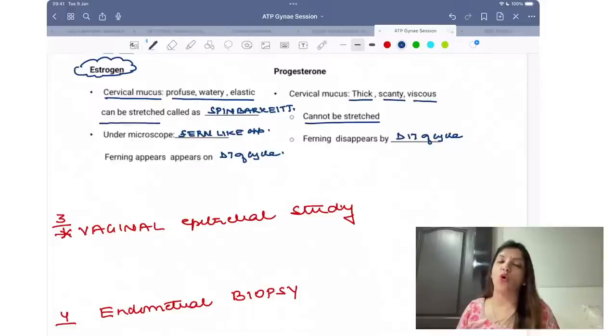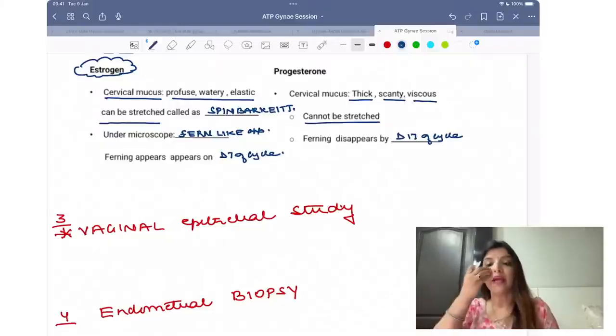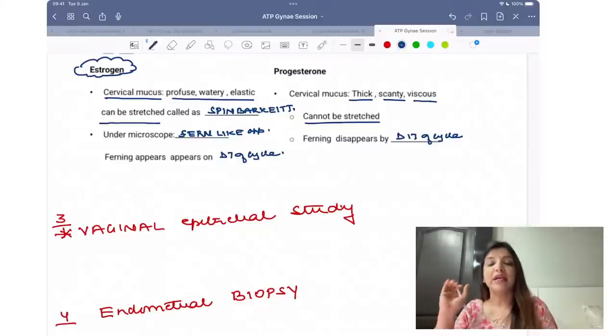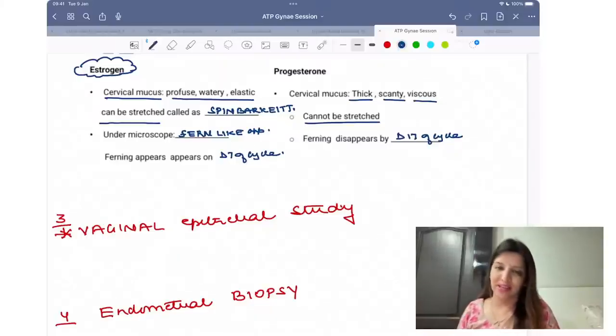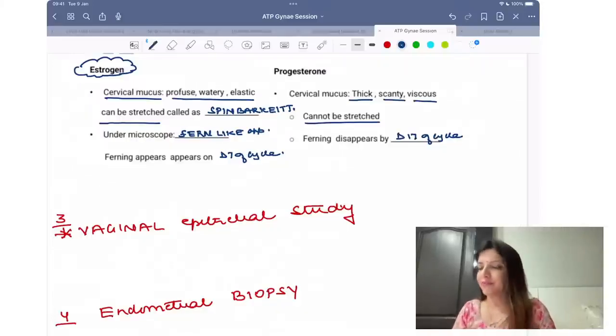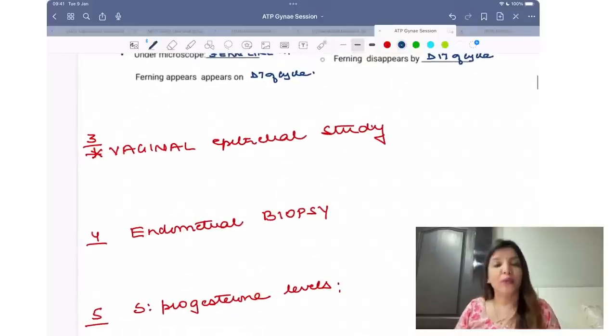Ferning appears on day 7 or day 8 of the cycle and it disappears by day 17 or 18 of the cycle. It's one and the same thing. PGs, I have made you write day 8, you continue with day 8 because Williams says day 8. FMGs, you continue with day 7, hardly matters because Datta says day 7. ठीक है? Okay.